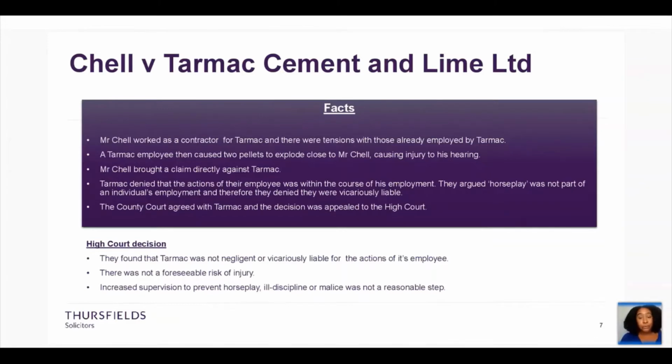Increased supervision to prevent horseplay or playing around, ill discipline or malice was not a reasonable step to expect the employer to have identified in this case. So very interesting there. This case really shows its limits in terms of vicarious liability. The workplace provided an opportunity to carry out the prank, but yet it was found not to be within the employee's work activities, and as such, Tarmac were not held liable.